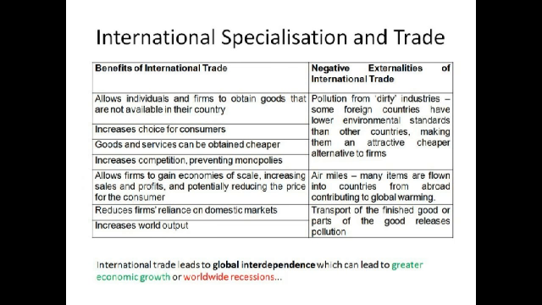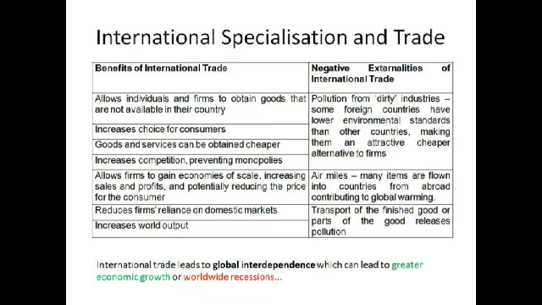A major benefit of international trade is that individuals and firms can obtain goods that aren't available in their country. For example, a country abroad might be able to produce chilies. Maybe we can't grow chilies here, so why should we have to suffer and not have chilies in our curries? And due to international trade, we can have chilies in our curries, so we don't have to suffer. I don't really like chilies at all.